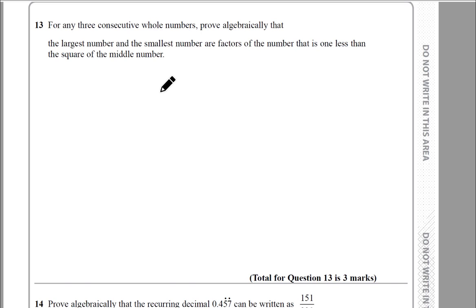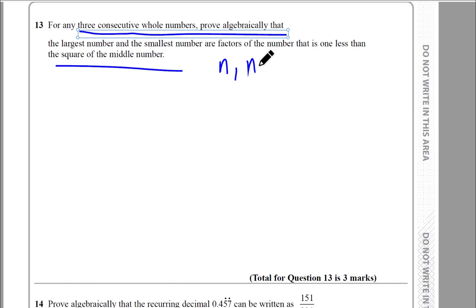Now, it's a proof type question. For any 3 consecutive whole numbers, prove algebraically that the largest number and the smallest number are factors of the number that is 1 less than the square of the middle number. Right. So let's start with 3 consecutive numbers. So that's going to be n for one number, n plus 1 is the next one, and n plus 2. That should get you a method mark.